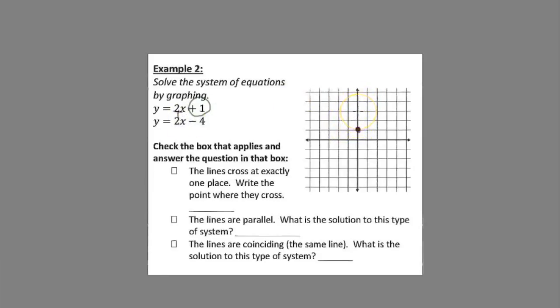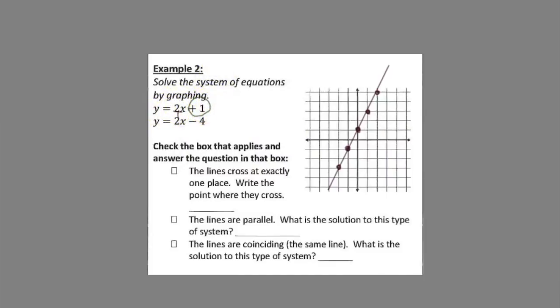It's positive, and I'm going to run 1 over to the right. Up 2, over 1. Remember, you want to create at least 3 or more points so you can see your line. 1, 2, 1. 1, 2, 1. So now I can create my line. That's my first line from the equation y equals 2x plus 1.